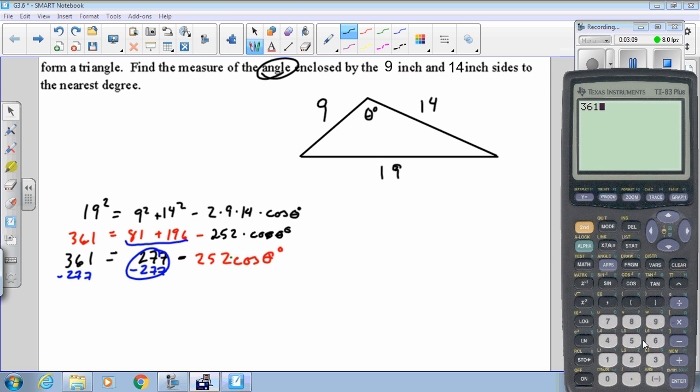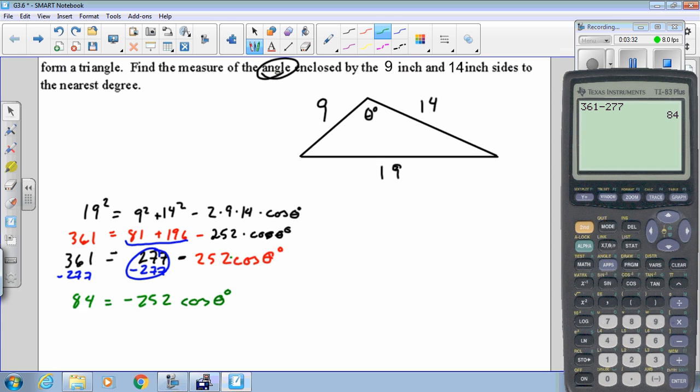By doing that, we'll get rid of this term here, and we'll get 361 minus 277, 84. Write that down. So that means 84 is equal to negative 252 cosine theta.